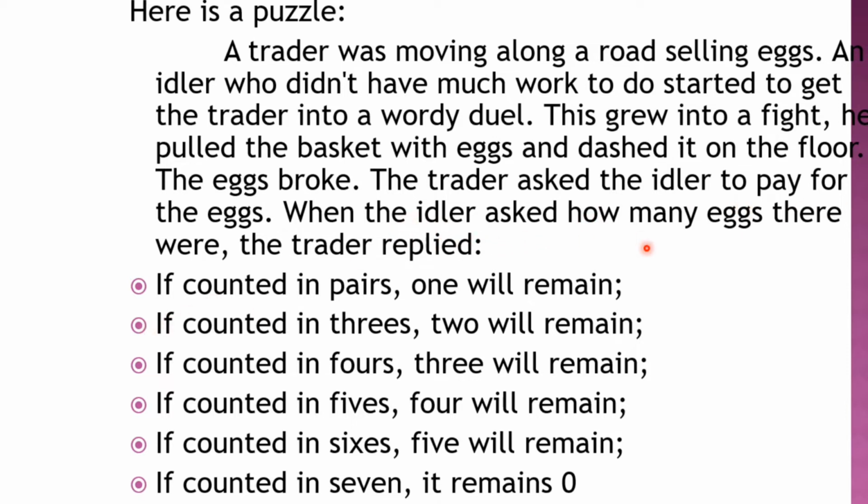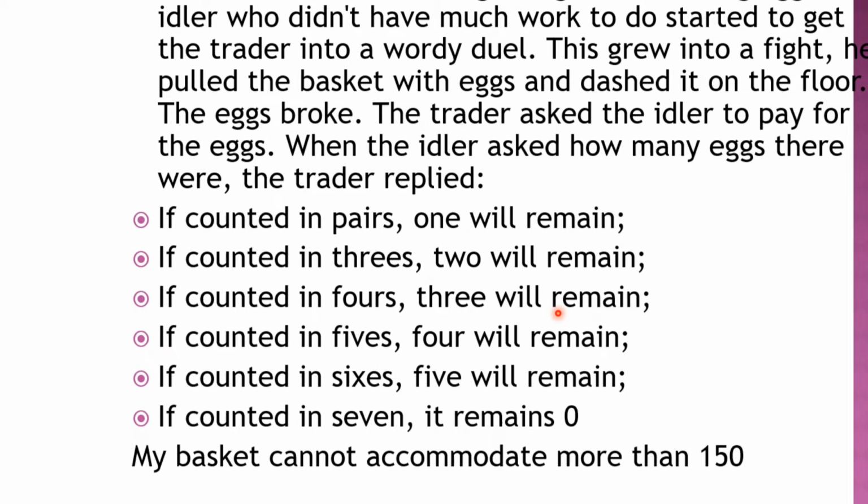When the idler asked how many eggs there were, the trader replied, "If counted in pairs, one will remain. If counted in threes, two will remain. If counted in fours, three will remain. If counted in fives, four will remain. If counted in sixes, five will remain. If counted in sevens, it remains zero. My basket cannot accommodate more than 150." Let us try to solve this puzzle.